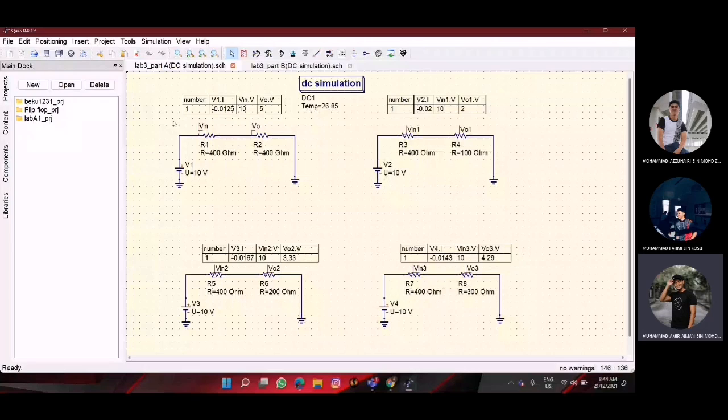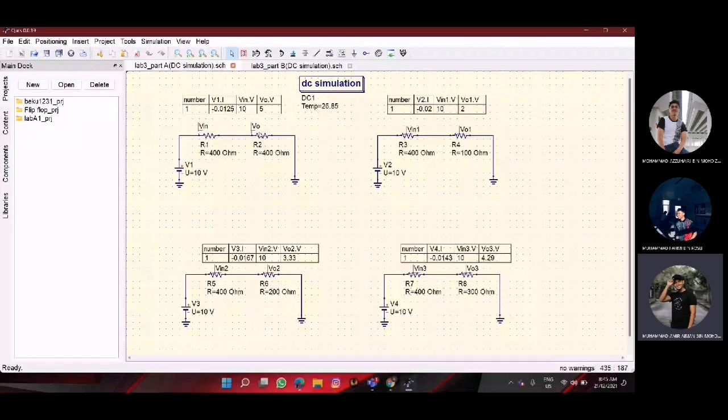Here is part A for the lab. If you look here, I already simulated and constructed the circuit. I use R2 as 400 ohm, and here is the value of V in and V out. V in is equal to 10 volts and is maintained, and V out will be 5 volts. It depends on the R2 value, and when the R2 changes, the value of V out also changes.